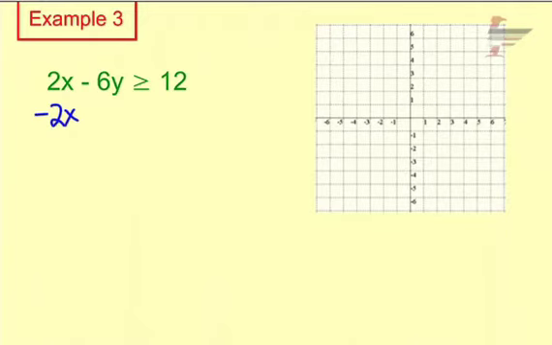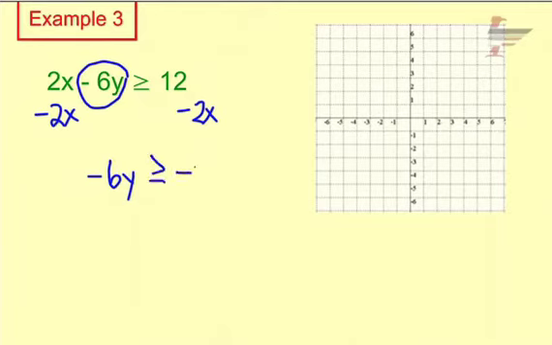Oh, maybe I should tell you first if you're writing it down. Our problem, we have 2x minus 6y is greater than or equal to 12. So negative 2x, we're subtracting 2x from both sides. So when we rewrite it, let's not forget that this 6y is a negative 6y. So negative 6y is greater than or equal to negative 2x plus 12.